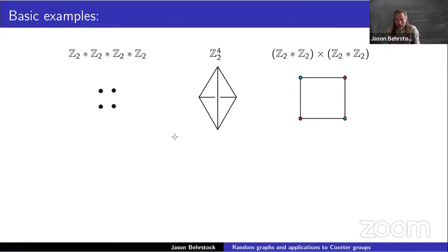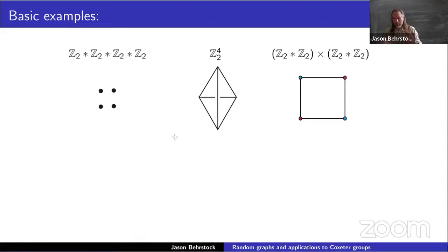The other end of the spectrum is, hey, you could put in all possible edges. So if I have a graph with four vertices and all possible edges, I draw the simplex, then that's the free abelian group consisting of four copies of Z mod 2Z, but now I'm taking the direct product instead of the free product. Okay, so right angled Coxeter groups are one way of interpolating between free products and direct products.